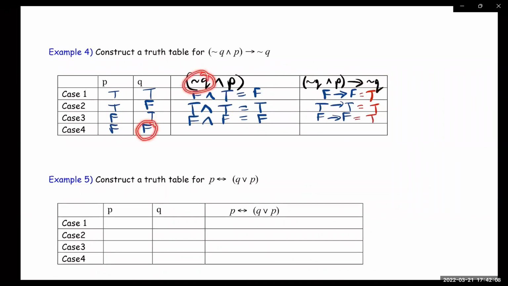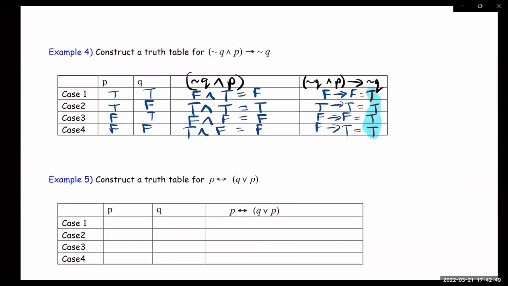Negate Q, that's T. And P is F. T and F is false, right? Because for the and, they both have to be true for this to be true. So it's false, which means this is false. And then not Q would be T. If you start off with an F, automatically it's going to be true. So look at that.